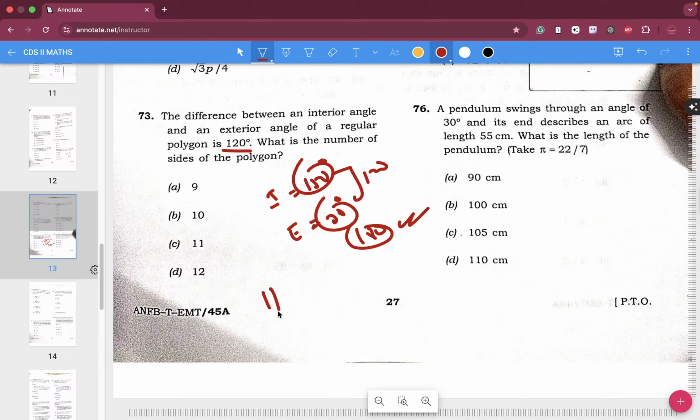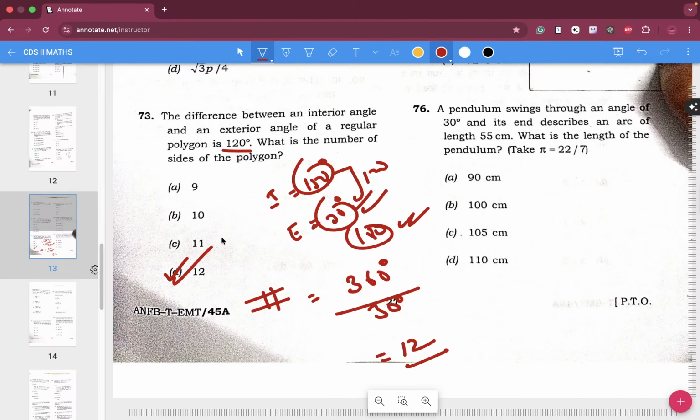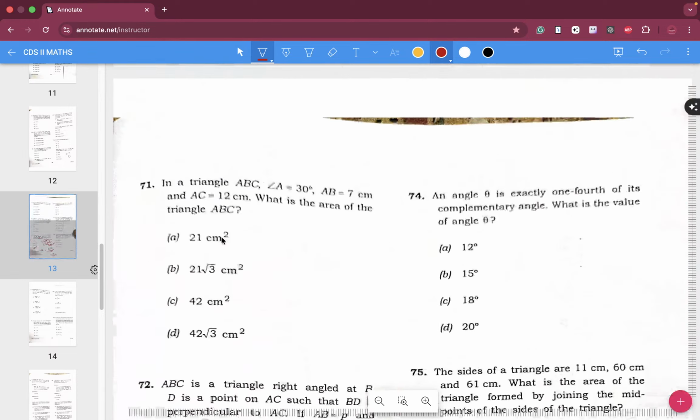The number of sides of the polygon is equal to 360 divided by the exterior angle, which is 30 over here. If you do that, you get 12. B is the answer. Easy, damn easy.